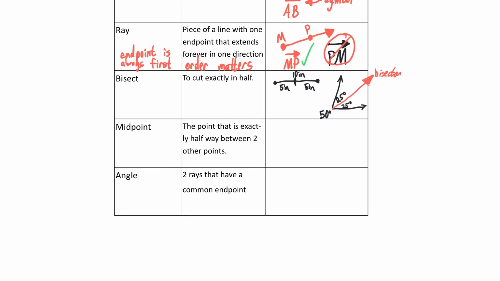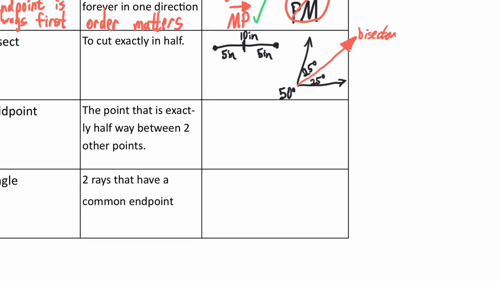Okay, next is the midpoint, which is tied very closely to bisect. Bisect is like the action. Midpoint is like where it actually happens. So it's like this. If you have a segment that is 8 inches and each one of these is 4 inches, this right here is the midpoint.